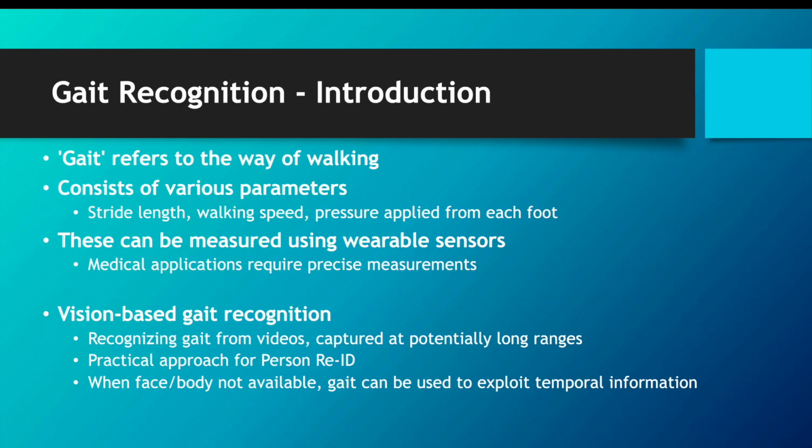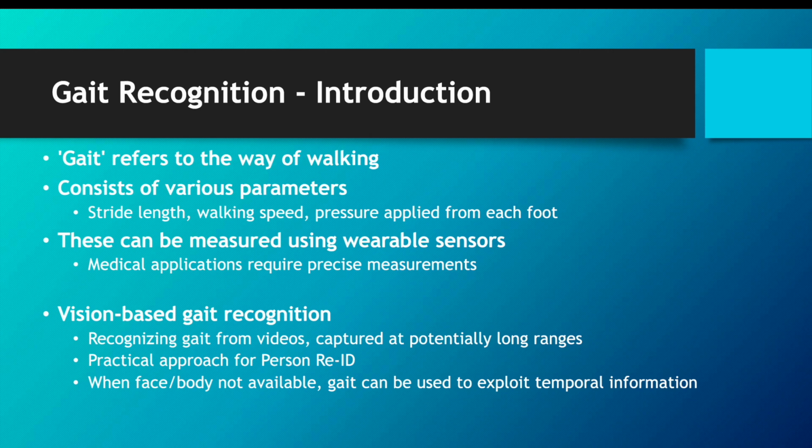So, what is gait recognition? Gait refers to the way of walking of a human and it consists of various different parameters. These parameters can be measured very precisely using wearable sensors, and this is what they do in medical applications. But for the field of biometrics, to recognize people, we usually have vision based gait recognition approaches because they can potentially be used from videos captured at very long ranges.